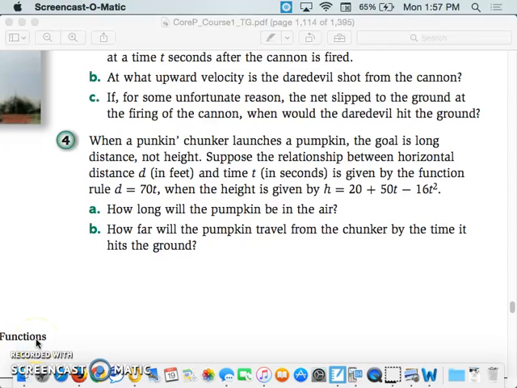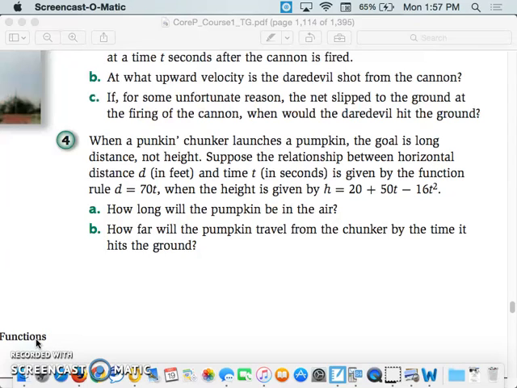This example is for finding a zero on the calculator of a quadratic. We're going to do number 4 in the textbook. When a pumpkin chunker launches a pumpkin, the goal is long distance, not necessarily height.